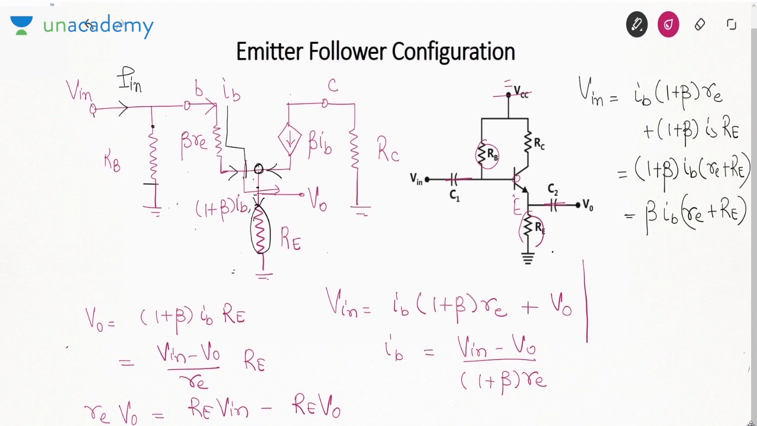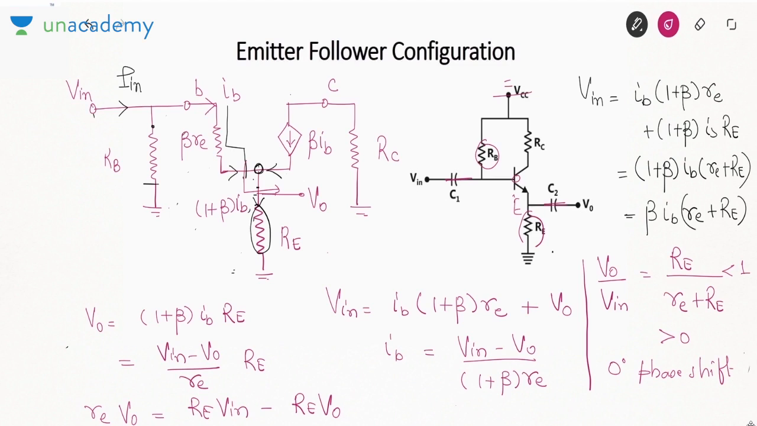From here if you calculate V naught by V in, it will come out to be capital RE over small re plus capital RE. So this is positive, meaning 0 degree phase shift. That is what I told you: in common collector configuration there is 0 degree phase shift and this gain is less than 1. So common collector configuration gives a low value of voltage gain. The gain is less than 1 and it provides 0 degree phase shift.